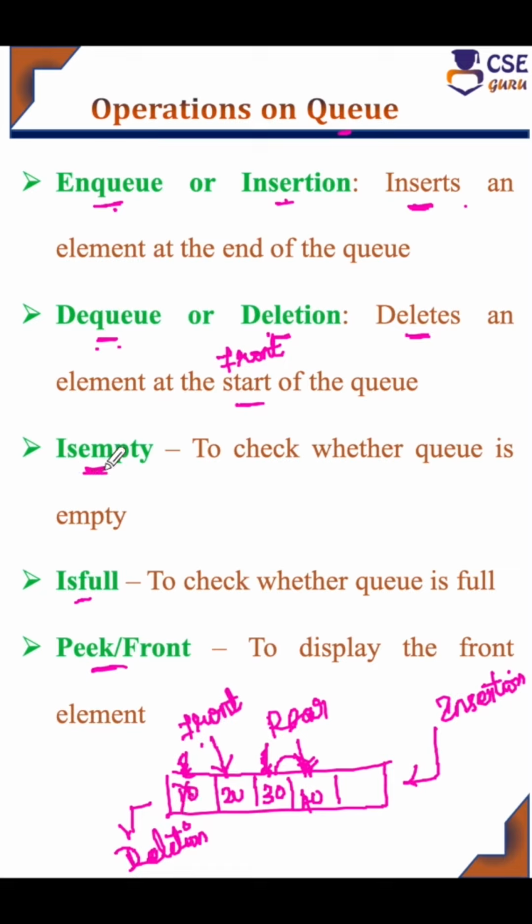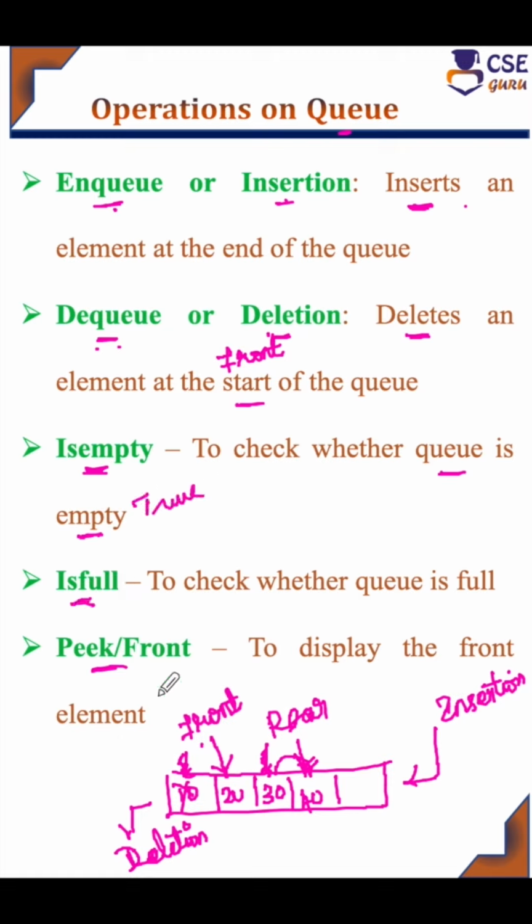And is empty checks whether the queue is empty or not. With an empty queue, you cannot perform the delete operation. So before deleting an element from the queue, first you have to check whether the queue is empty or not. If the queue is empty, it will return true, or yes.